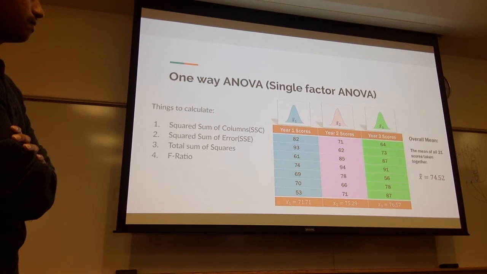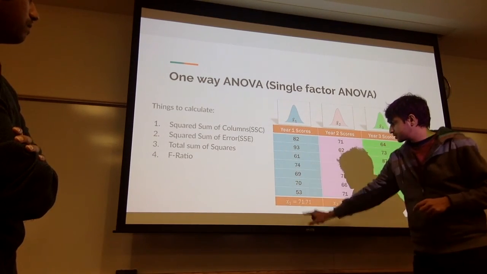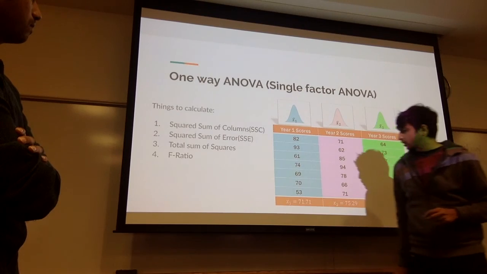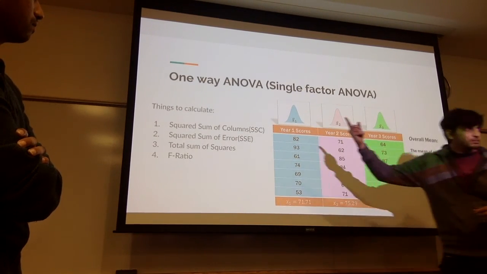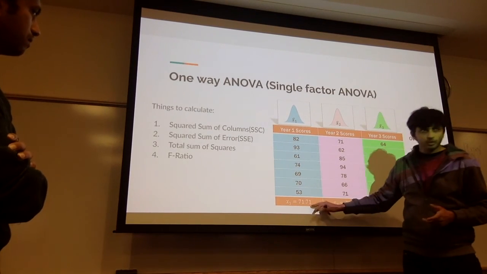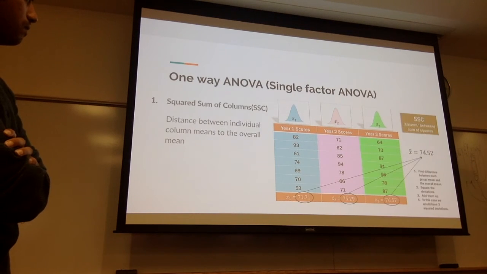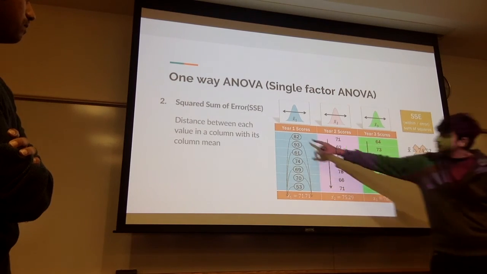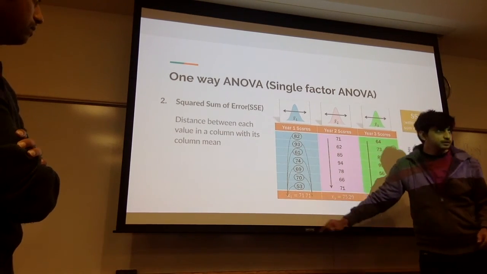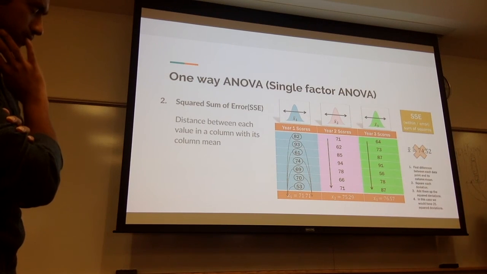Now, I need a few things here. First is the sum of squares within the columns. To calculate it, I need the column mean and then the deviation squared, right? 82 minus 71.1, the whole square. I do the same thing for each value and add it up. This is the deviation, the error within the column.